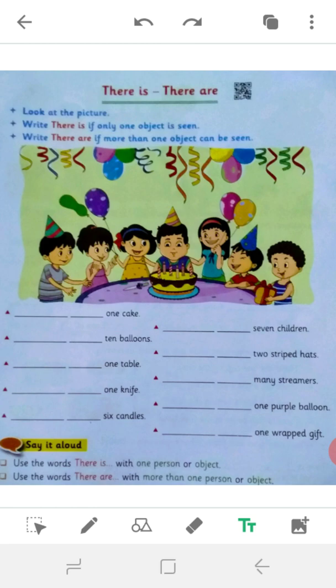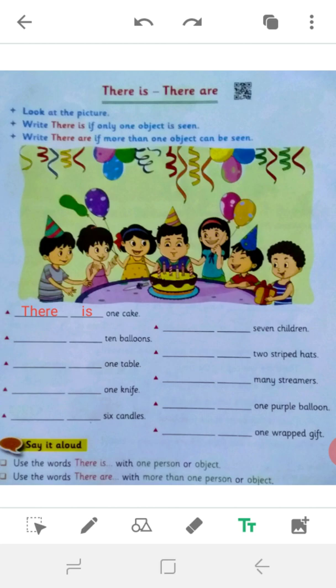Blank one cake. Look at the picture. How many cakes are there on the table? Only one. So, when there is only one object or person, we use there is. So, here there is only one cake. So, we will write there is in this blank. Okay? Read the sentence. There is one cake. Okay, next.